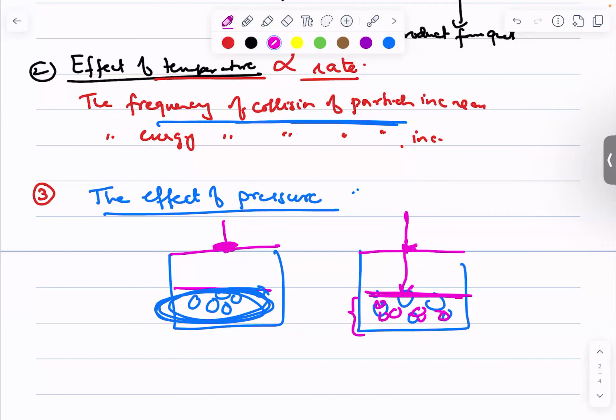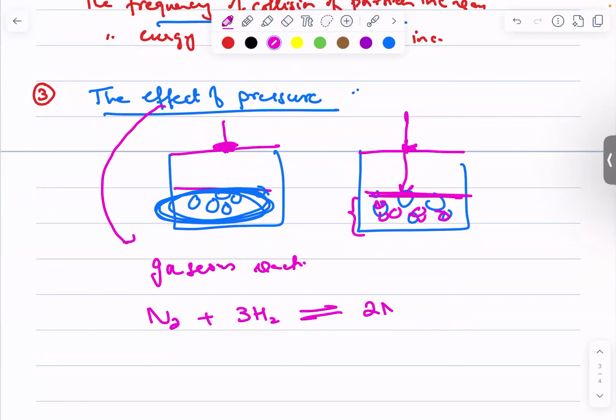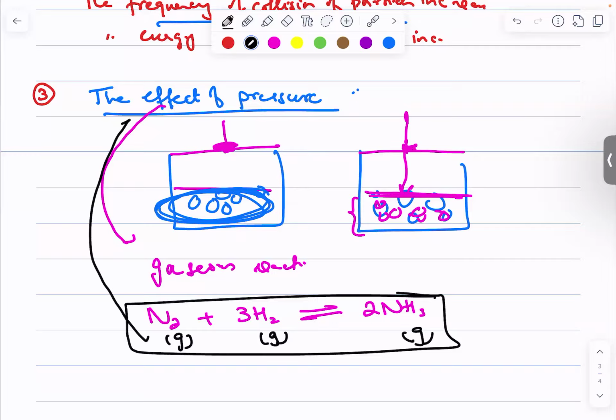And now the effect of pressure is only for the gaseous reactions, not for the solid or liquid. Gaseous reaction, for example, N2 plus 3H2 gives NH3. Now, nitrogen is a gas, hydrogen is a gas, ammonia is a gas. So yes, for this reaction, the effect of pressure would definitely be considered.